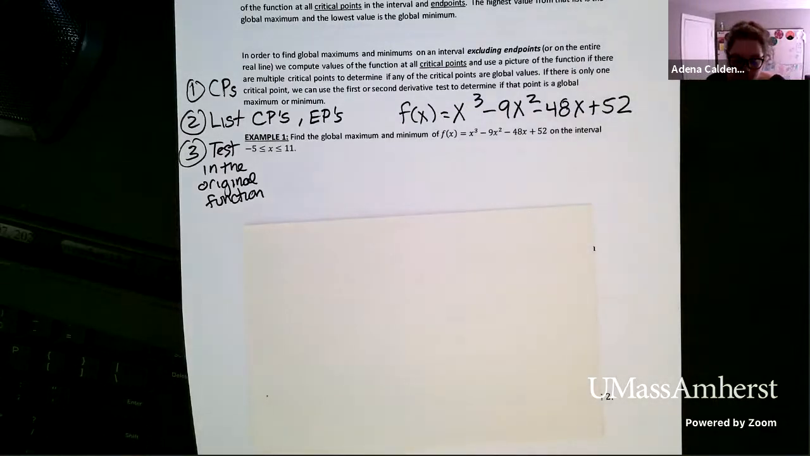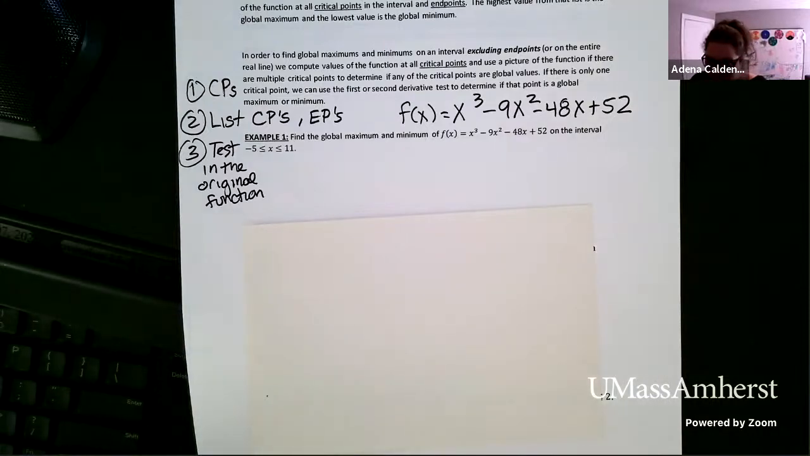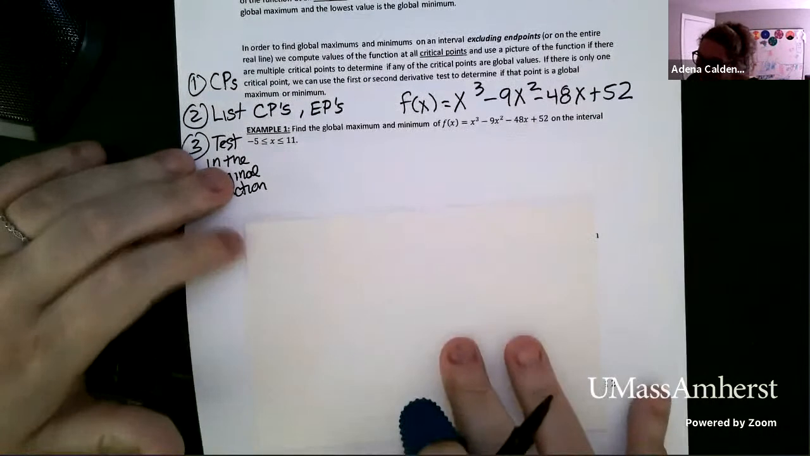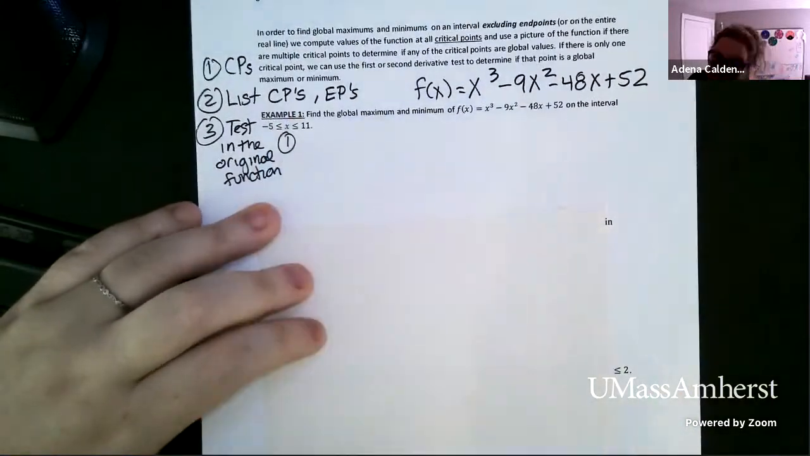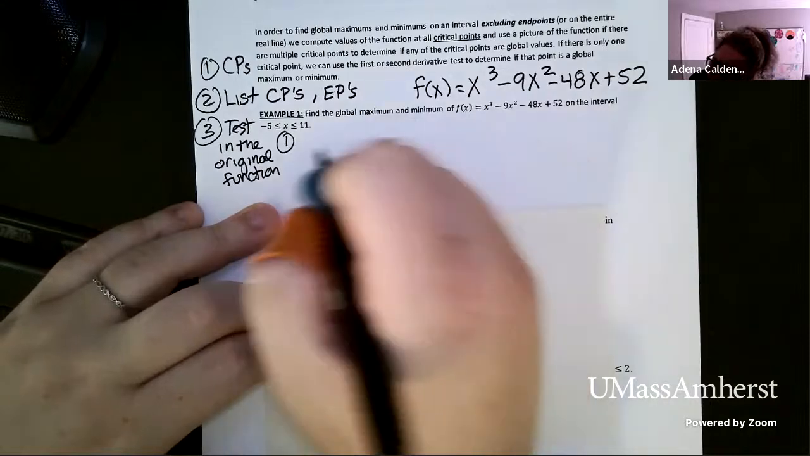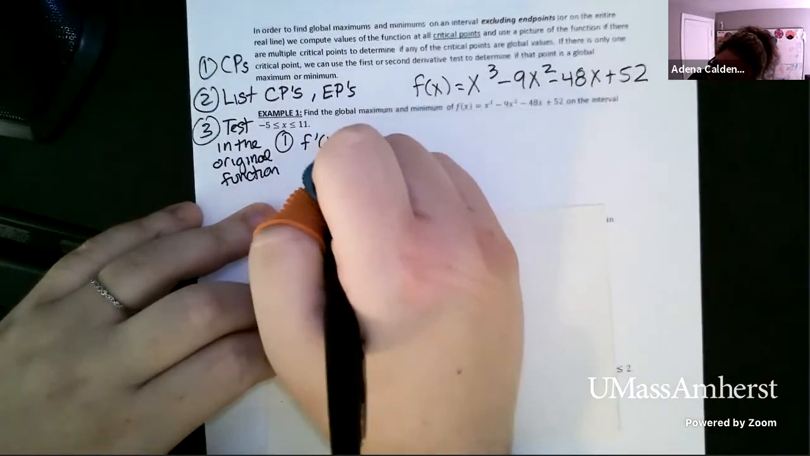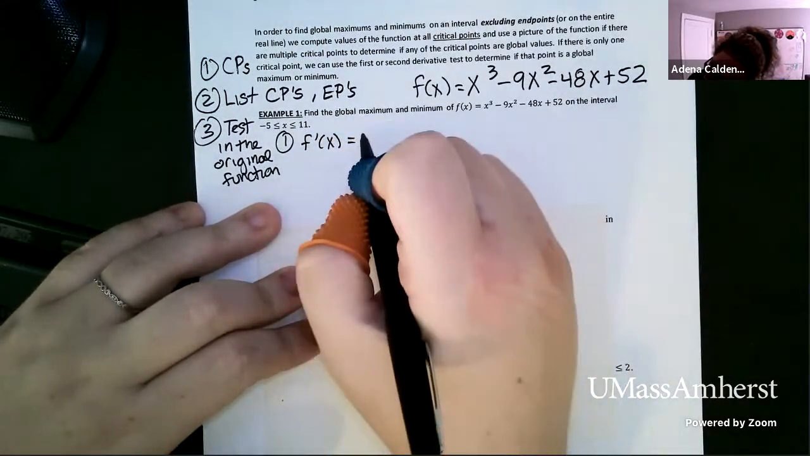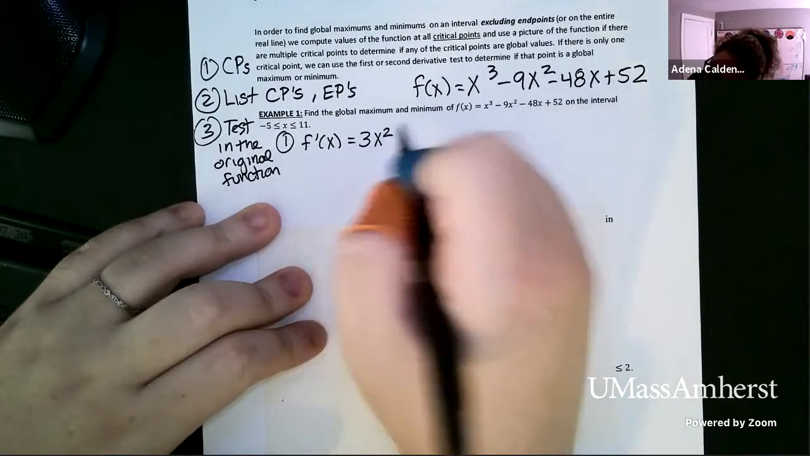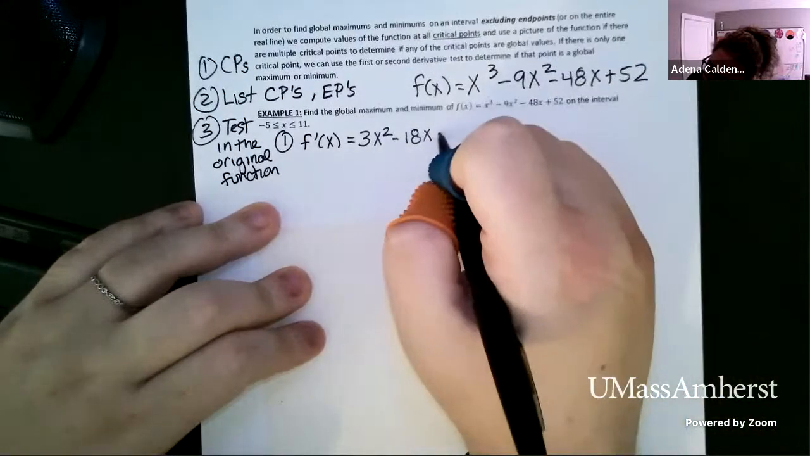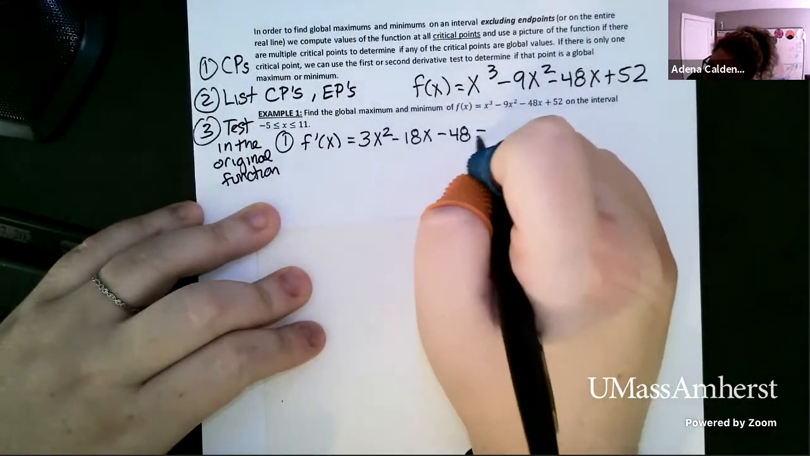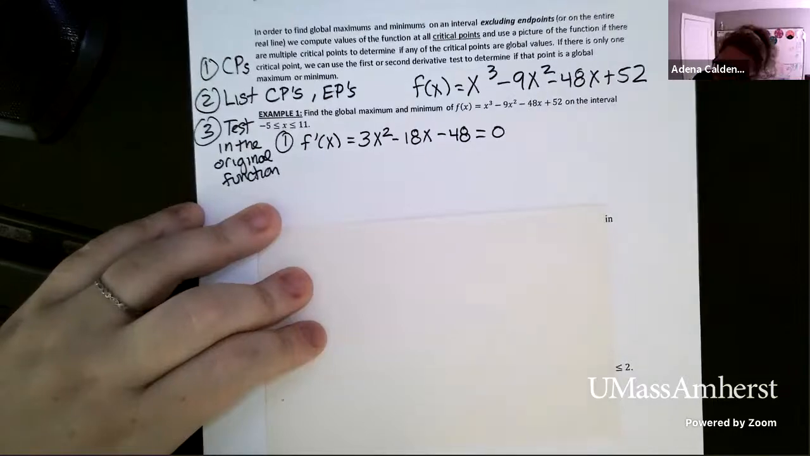All right, so let's walk through this process and make sure that all the steps make sense here. Step one, we need to find critical points. We're going to start by finding the first derivative of our function. So we have 3x squared minus 18x minus 48. We want to know when that equals 0.